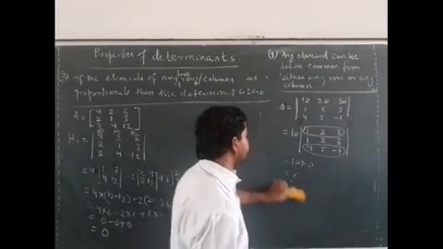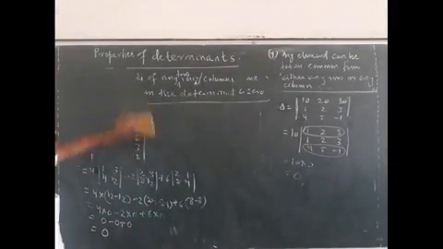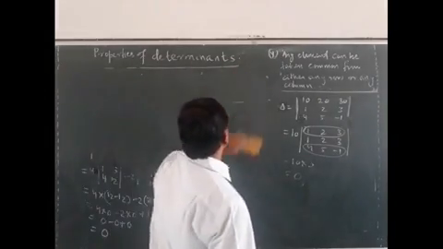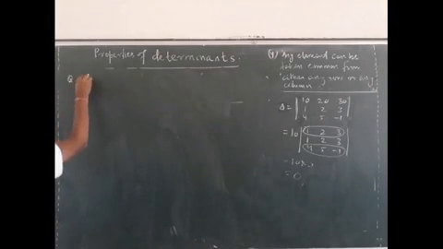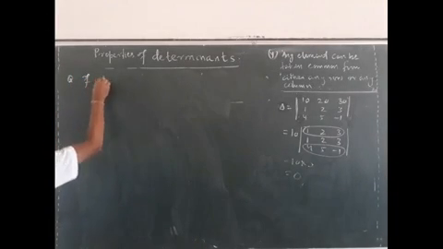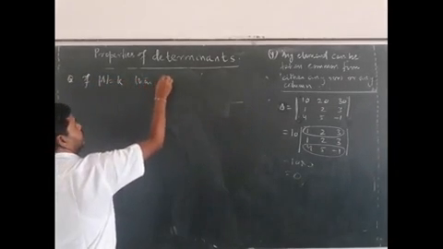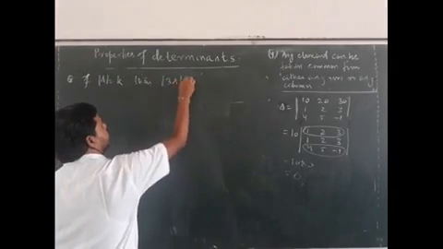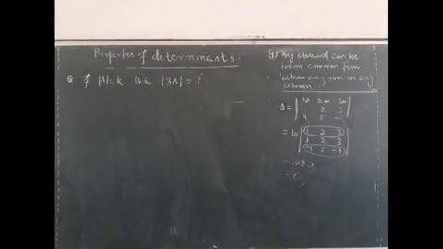Now there is a popular question asked in this topic. Please see. The question is like this: if the determinant of A equals K, then the determinant of 3A will be equal to what? Right? So let me solve this question.